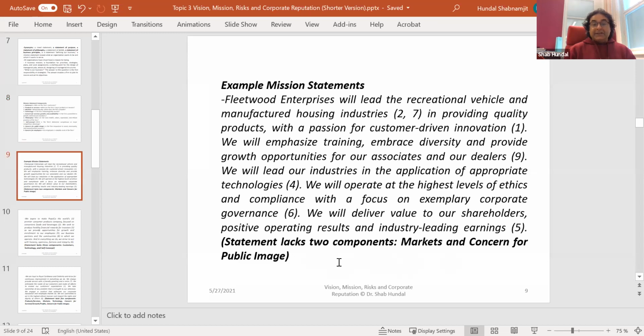The statement lacks two components: the markets they don't talk about, and the concern for the public image. Maybe when they talk about ethics, here I'm a bit ruthless. I could also include with number 9, with number 6 here, I could say this public image thing also.